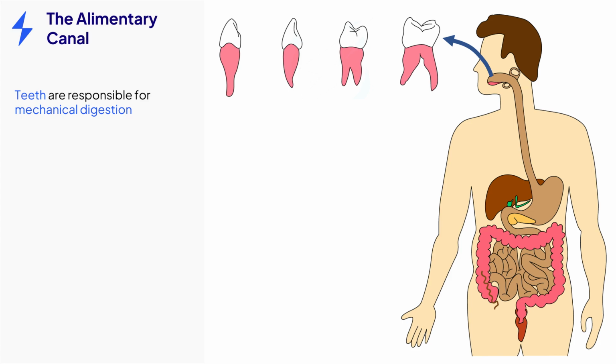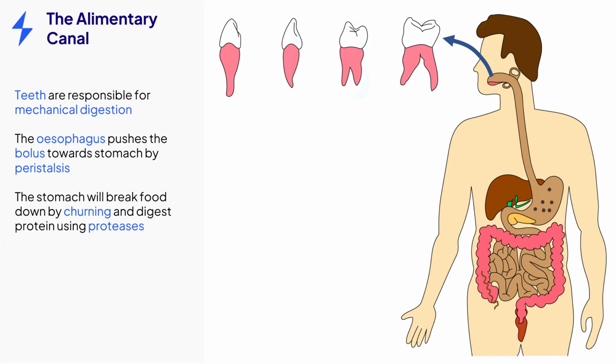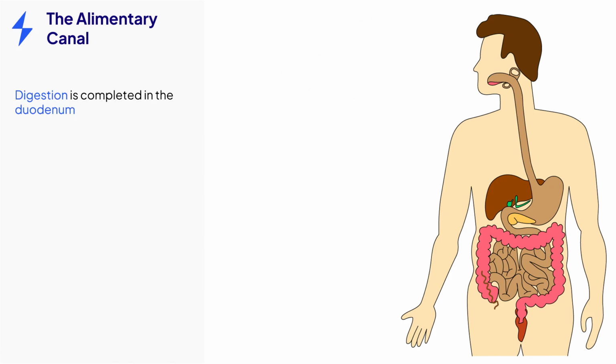Once food is chewed and shaped into a bolus, it moves through the esophagus to the stomach thanks to wave-like contractions of the muscular wall called peristalsis. In the stomach, food will be further broken down by churning, while enzymes called proteases will break down protein. Hydrochloric acid secreted by the stomach wall kills bacteria and creates the optimum pH for enzyme action.